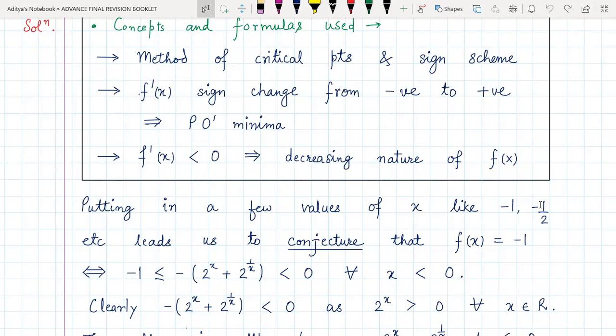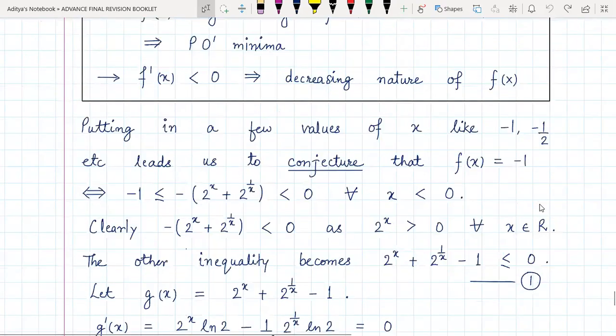So let's make a conjecture that f(x) is identically minus 1, which is possible if and only if the expression inside the greatest integer lies from minus 1 to 0. The reason is, if you want the greatest integer of anything to be exactly minus 1, it should be greater than or equal to minus 1 but strictly less than 0, like minus half or minus 3 by 4. Then only is it possible to have a greatest integer of minus 1 for all x less than 0, because the domain of f is given to be negative numbers.